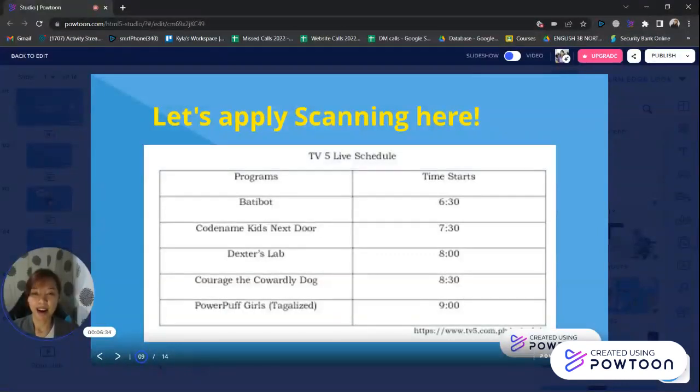Perfect. All right. So Dexter's Lab starts at 8 a.m. As you could see, the information is right there. You just have to look at it, use your eyes, move your eyes up and down, and you could see the information obviously. So that's how we use scanning. Very simple.